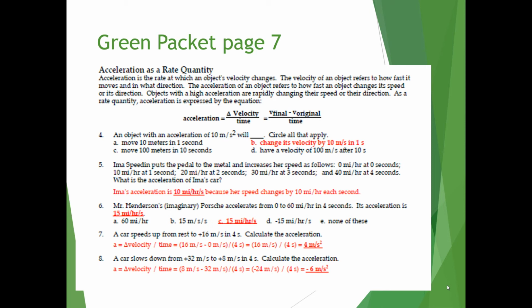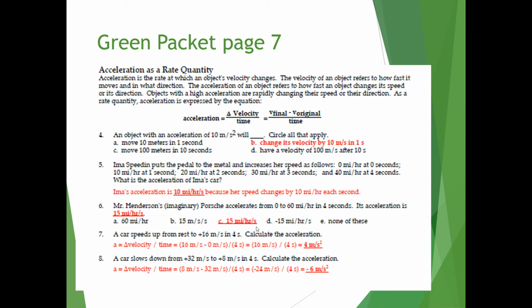Number 6, Mr. Henderson's imaginary Porsche accelerates from 0 to 60 miles per hour in 4 seconds. Its acceleration is what? And it is 15. So if you go V final, which is 60 miles per hour minus 0 over 4, you end up with 60 divided by 4, which gives you 15. And the units are miles per hour per second. Remember, I told you that most of the time we like to keep the time units the same, so you end up with a time unit that's squared in the denominator. Sometimes we don't do that, and it's just for convenience. For this one, it's just much easier to just leave them as they are.